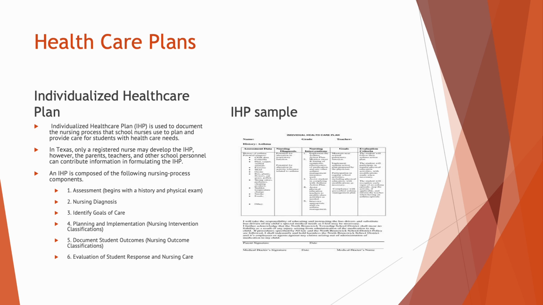The IHP is composed of the following nursing process components. Number 1, a nursing assessment. Number 2, a nursing diagnosis. Number 3, goals identified by the nurse. Number 4, planning and implementation of identified goals. Number 5, documentation of student outcomes. And number 6, evaluation of students' response and nursing care.